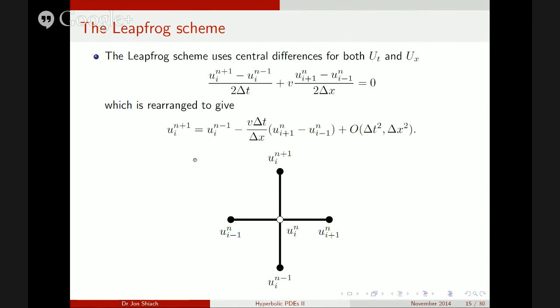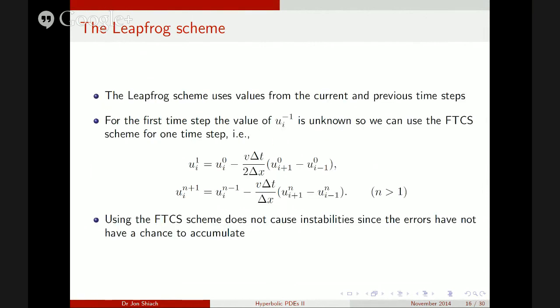But we do have a problem here. For the first iteration, what is our n-1? When n is 0, n-1 will be -1. What do we start with? The answer is we can use the forward time center space scheme. The first value of the time step is unknown, so we can use the forward time center space scheme. But I just spent half an hour showing you that you can't, because it's unstable. It's okay because we're only using it for one time step.